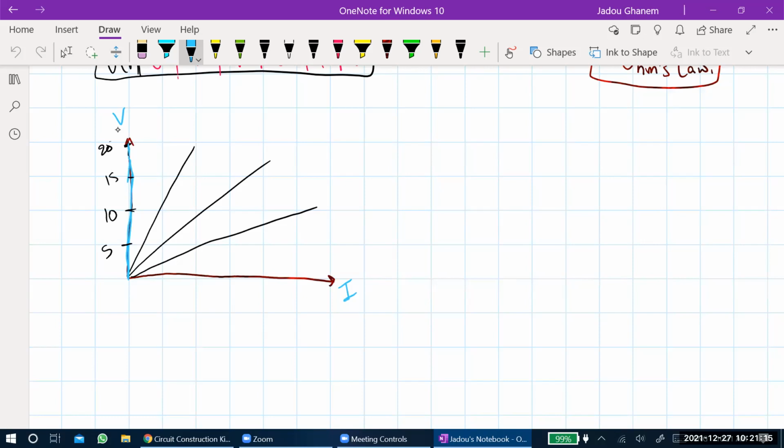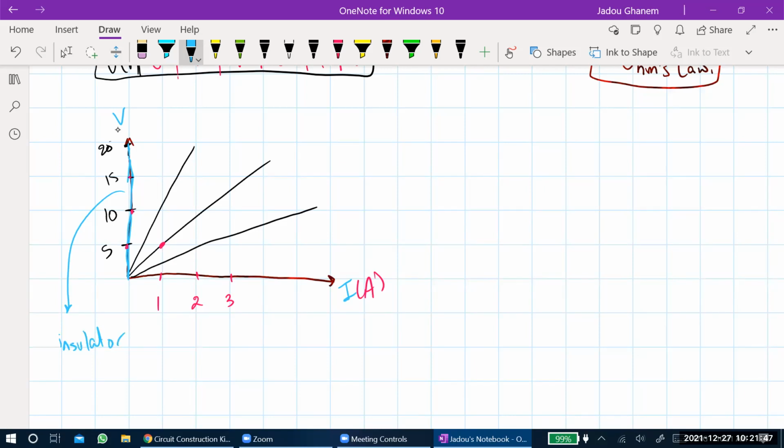If we take any of the other graphs, let's take the middle one. For 5 volts, the current will be, let's say, 1. Okay. So for 5 volts, it's 1. If we take the blue graph, for 5 volts, it's 0. For 10 volts, it's 0. For 15, for 20, no current is passing. So for the blue line, we can say that it's a total insulator.